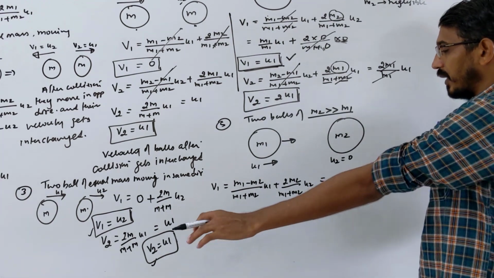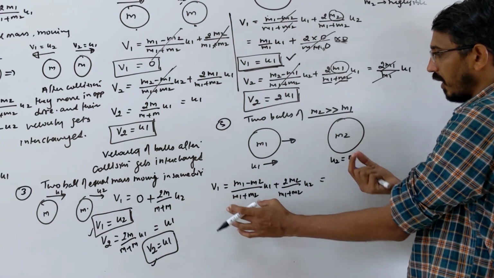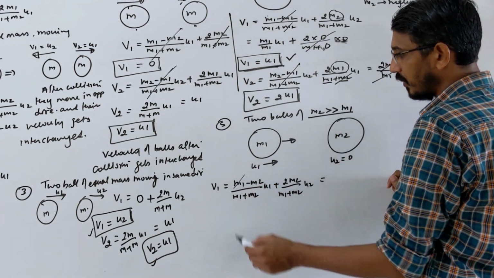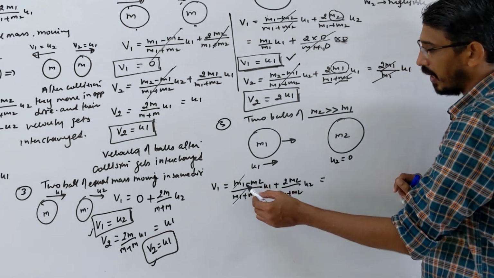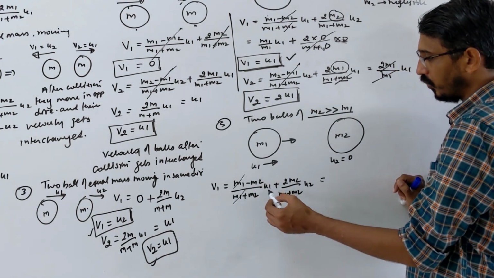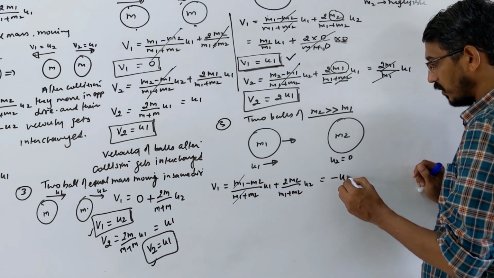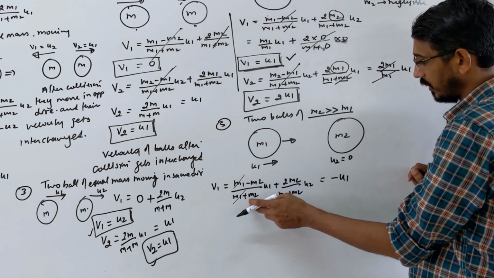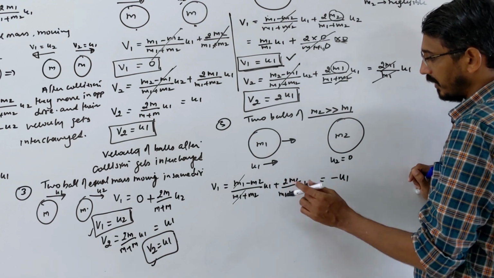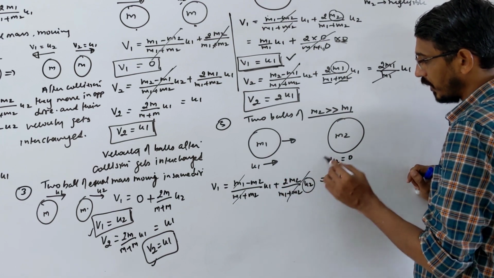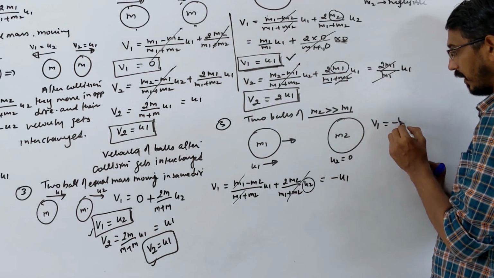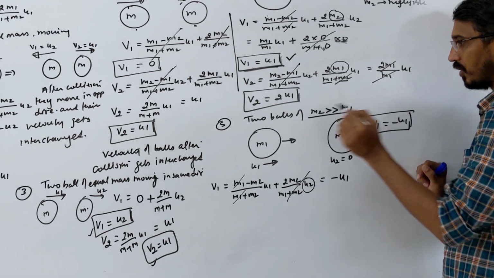Okay, now see, look at this term. Who is very big? m2 is very big. So look here, m1 we neglect, we make it 0 here. What are we getting? Minus m2 upon m2 into u1. That becomes minus u1, right? Minus m2 upon m2 becomes minus 1 into u1, and this term is directly 0 because u2 is 0. So this is the velocity of this ball, v1 is minus u1. That's the velocity of that ball.